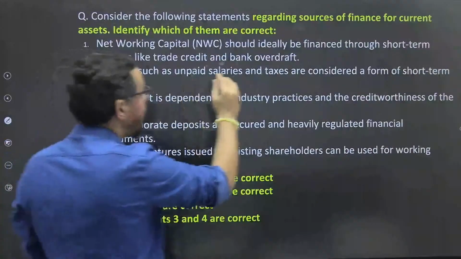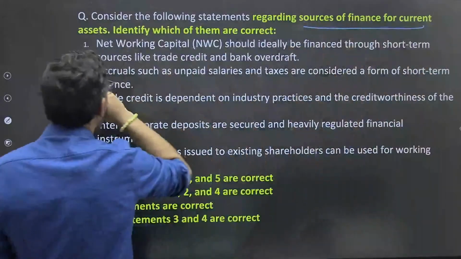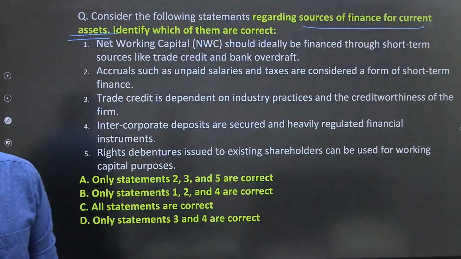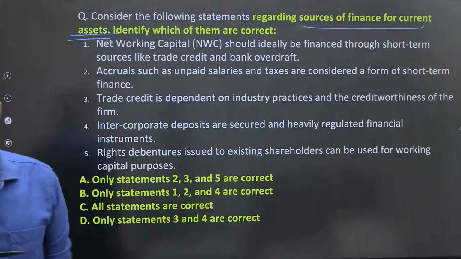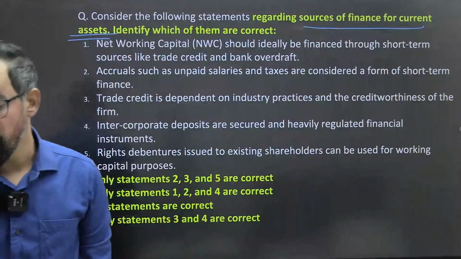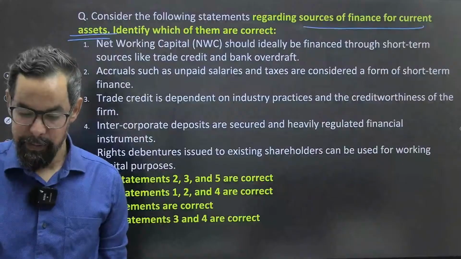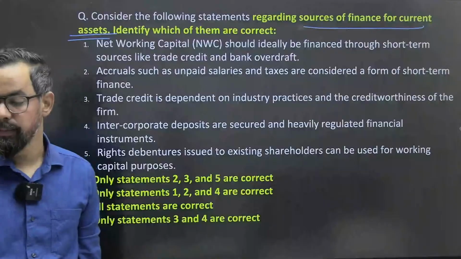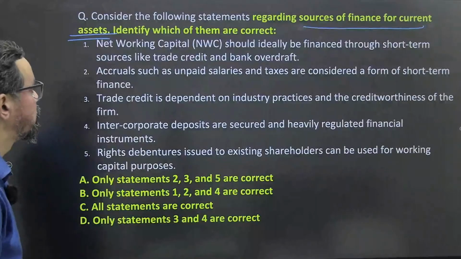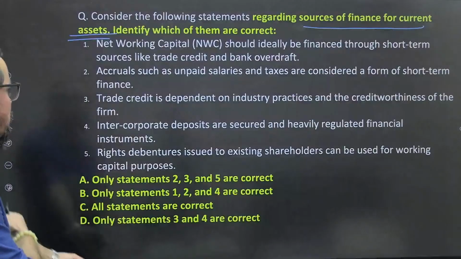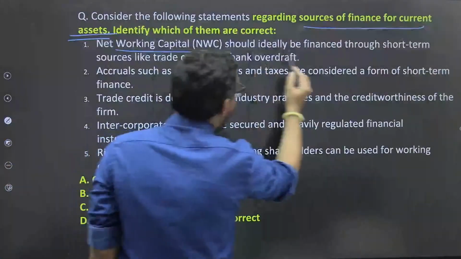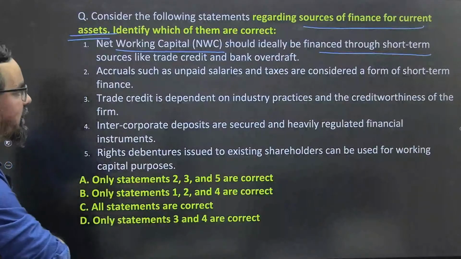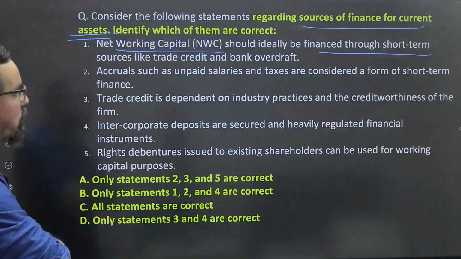Consider the following statements regarding sources of finance for current assets. What will be your right answer? Net working capital, ideally through the short term first. Accruals such as unpaid salaries and taxes are considered a form of short-term finance.